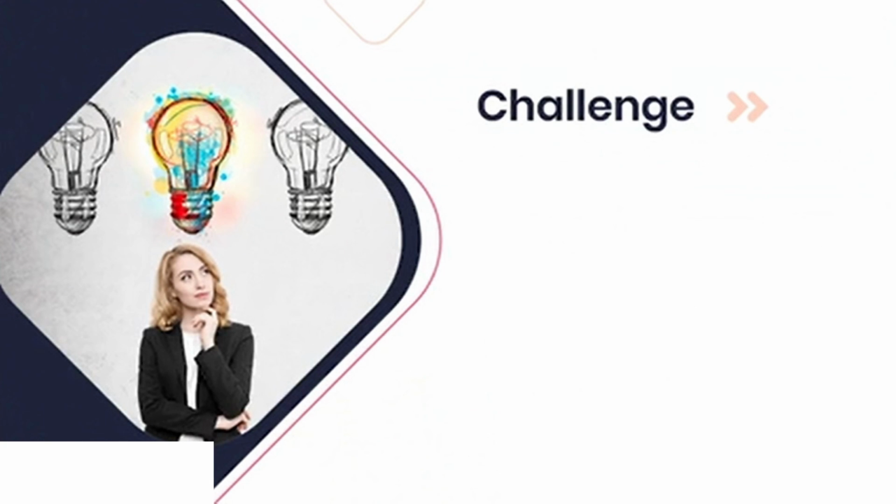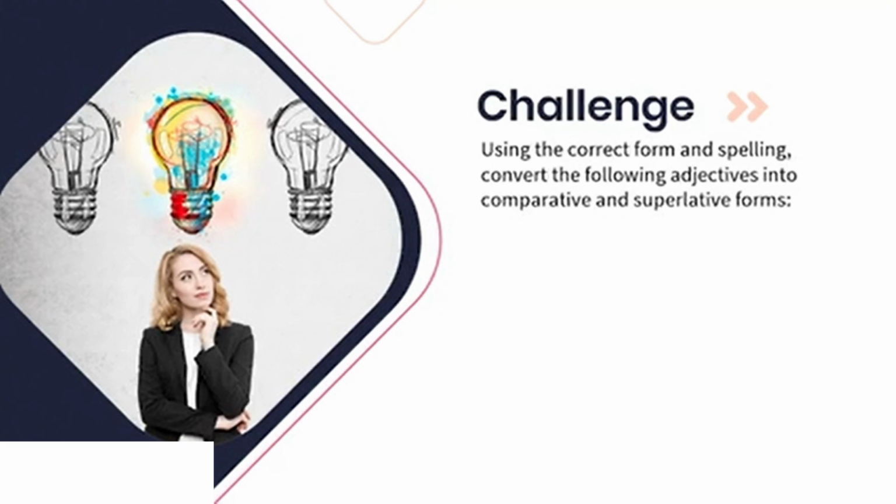Now for this lesson's challenge, I want you to do the following. Using the correct form and spelling, convert the following adjectives into comparative and superlative forms: crazy, intelligent, and good. This challenge will help you practice your spelling, form, and familiarity with exceptions.